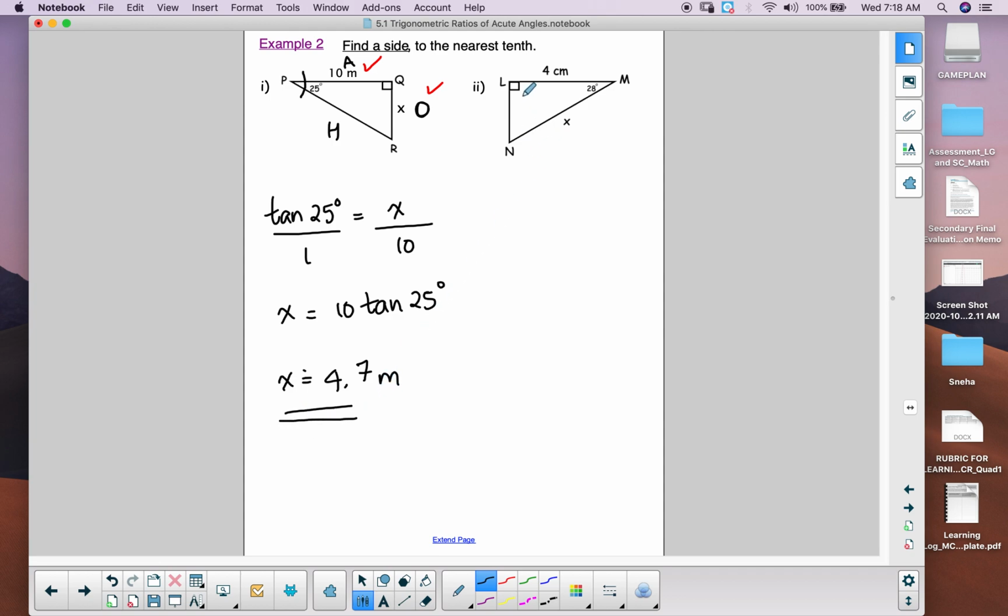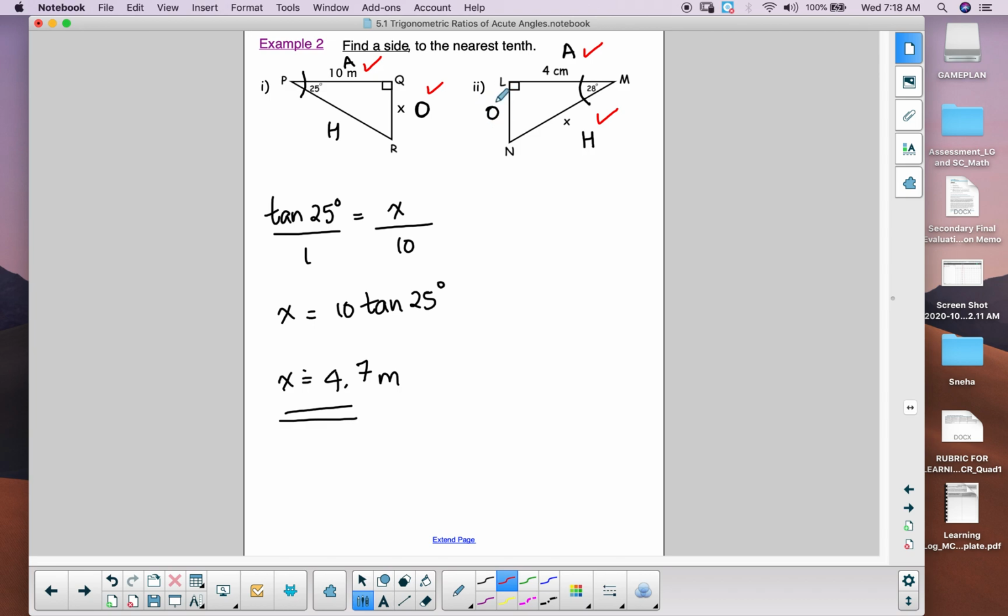Let's try another question. We have a triangle LMN. This is the 90-degree angle, so that means X is the hypotenuse. And the 4 centimeters is adjacent to the 28 degrees, so this is the adjacent side. And this is the side opposite to 20 degrees. But the sides that are important for this question are the hypotenuse, or X, because that's the side we have to solve for, and the adjacent side because that is given to us.